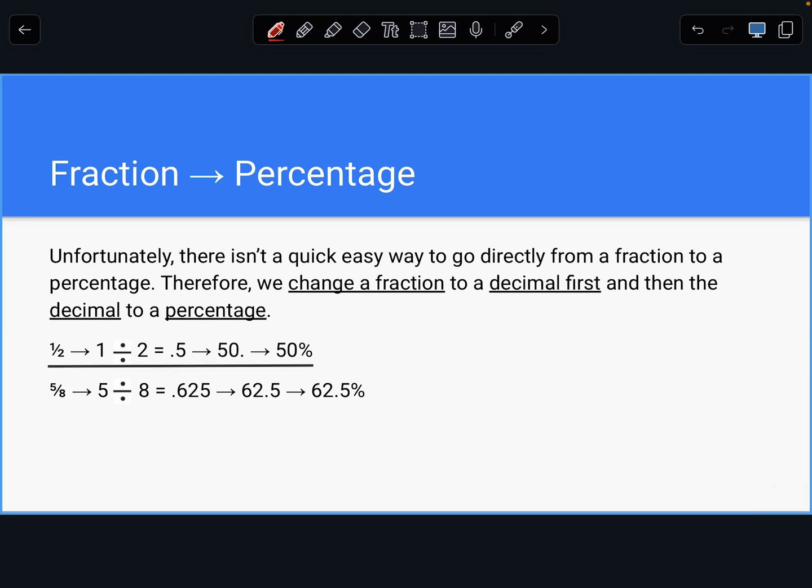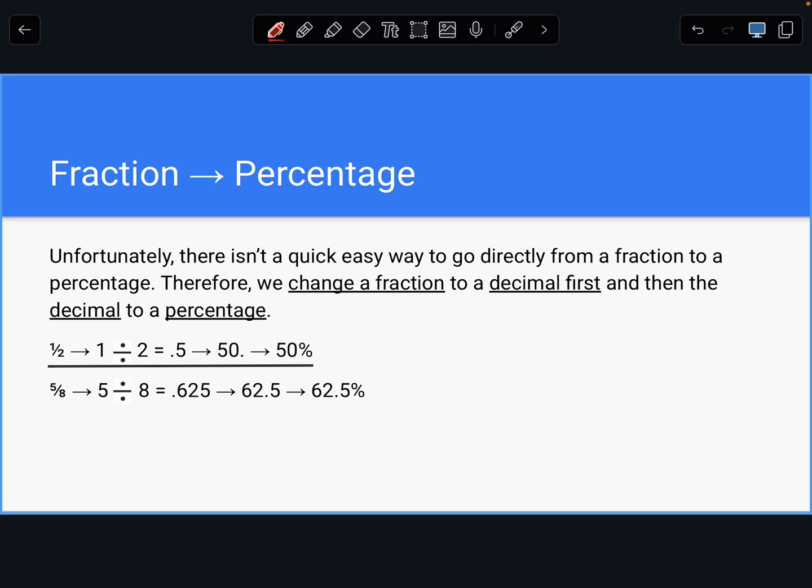Changing a fraction to a percentage. Unfortunately, there isn't a quick and easy way to go directly from a fraction to a percentage. Therefore, we change the fraction to a decimal first, and then once we have that decimal, we change that decimal to a percentage. Luckily, we've gone over both of those things, so we know how to do that, right? We change the fraction to a decimal just by dividing.